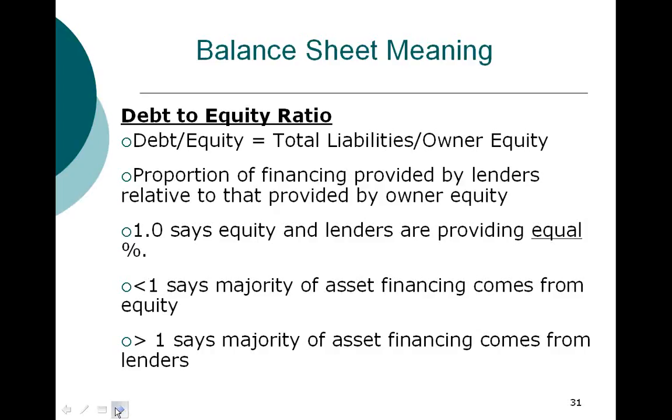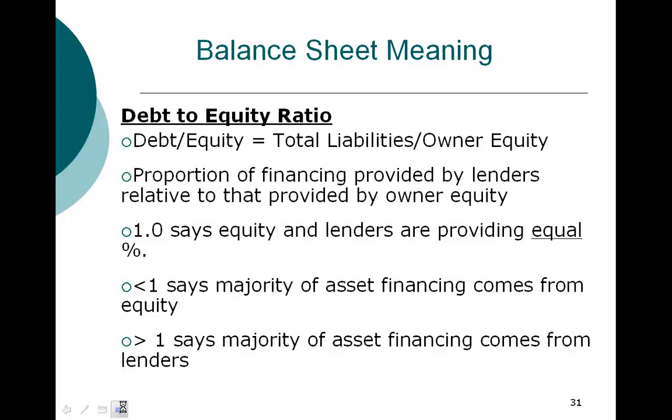Debt to equity ratio measures the total liabilities to the total owner equity, and another way of thinking about that is for every dollar of equity, it measures how many cents or dollars of debt. And if that's greater than 1, then it says you have a majority of the asset financing coming from lenders. A 1 says the financing from the lenders and the equity is equally provided.